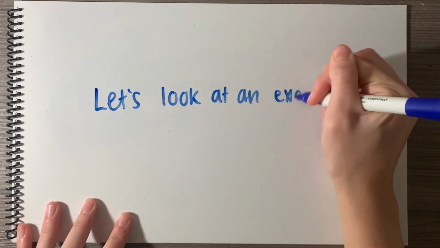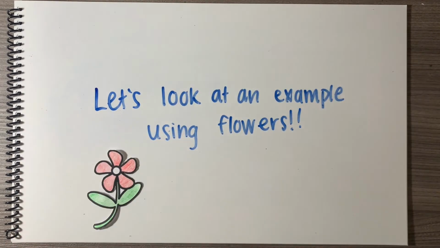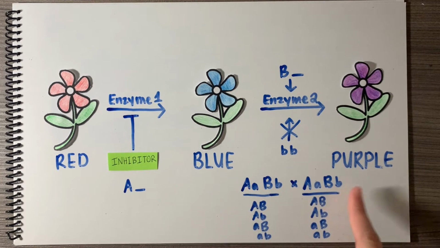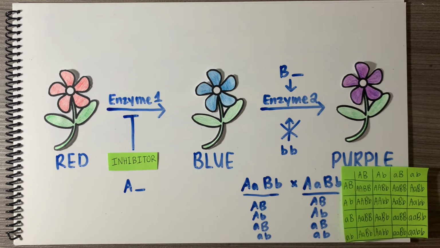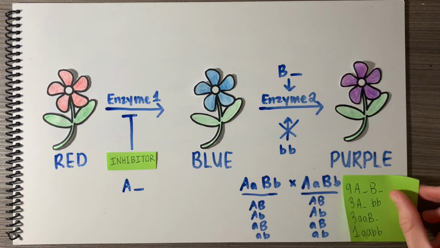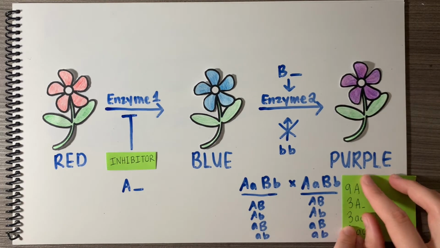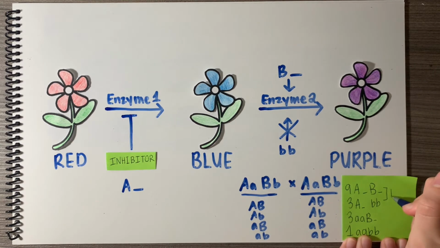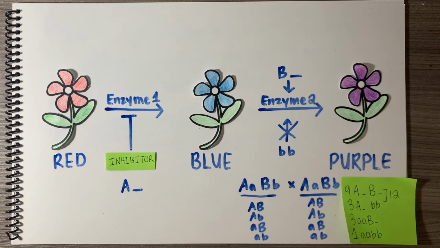So let's look at an example using flowers. In a cross between these two parents, these are all the possible alleles that we get, and crossed against each other in a Punnett square, these are all the possible genotypes we get for the F2 progeny. And this gives us the Mendelian ratio of 9 to 3 to 3 to 1. However, with single dominant epistasis, this ratio changes into a 12 to 3 to 1 ratio.